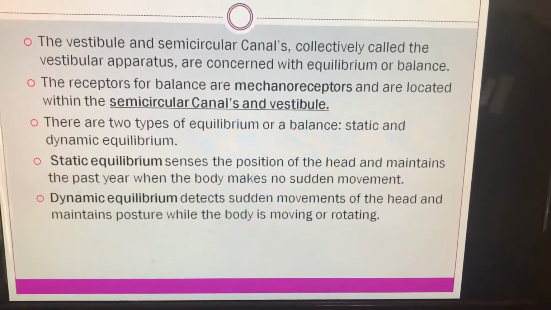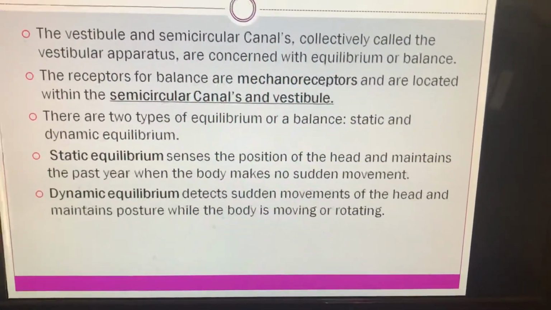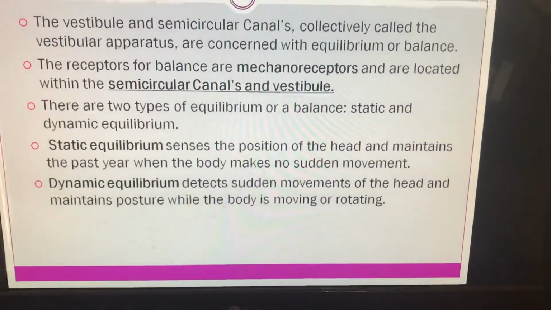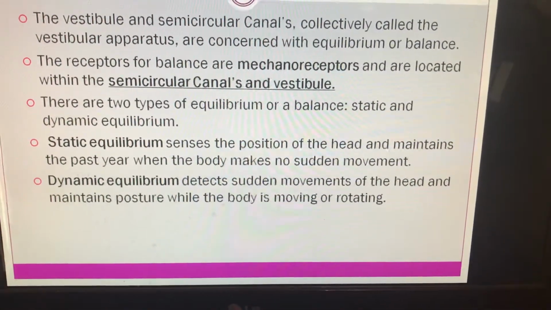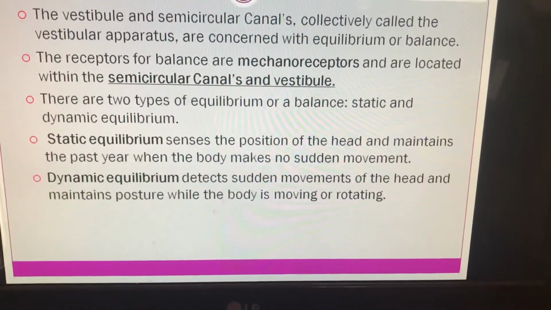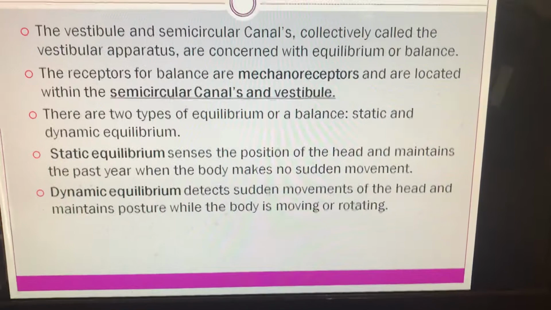So with static equilibrium, it senses the position of the head and it maintains posture when the body makes no sudden movement. The dynamic equilibrium, it detects sudden movements of the head and maintains posture while the body is moving or rotating.